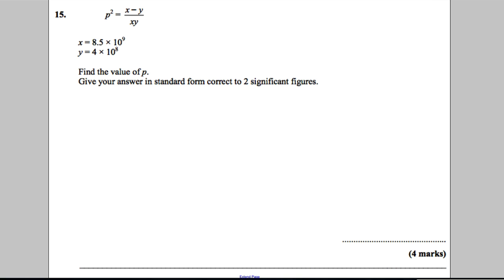And last question of the day, you're supposed to use a calculator for this. So pause the video, try and work out p squared, given that x and y are this, and then work out p and give your answer to 2SF and in standard form.